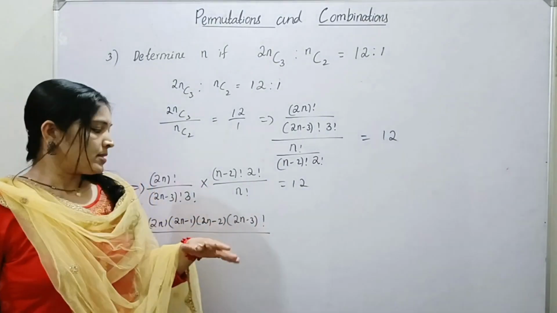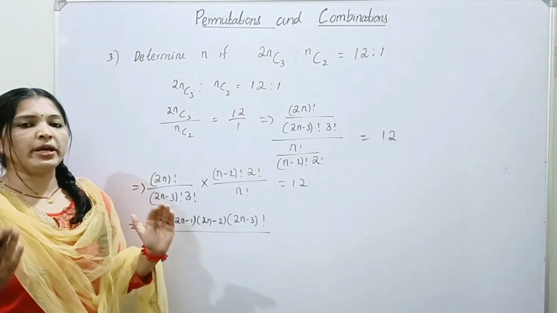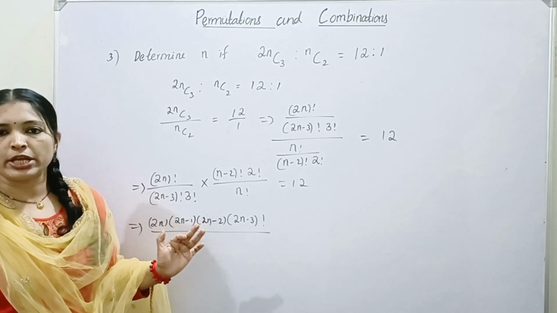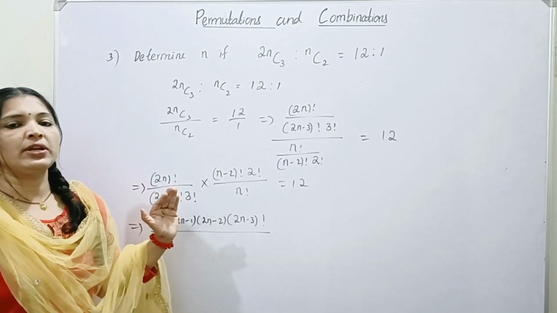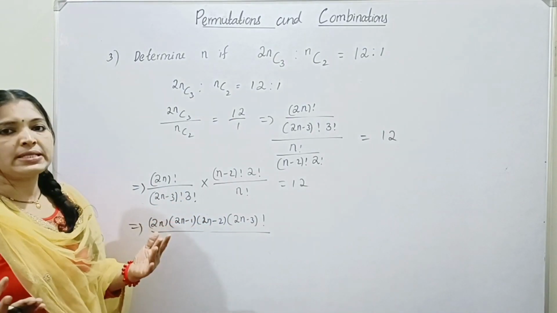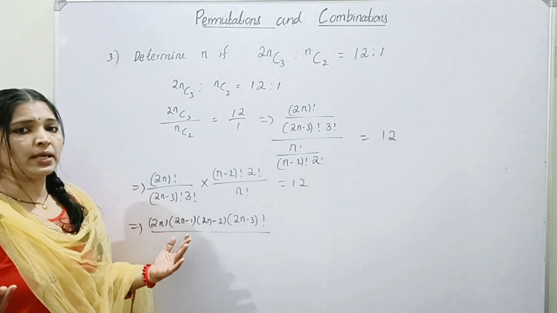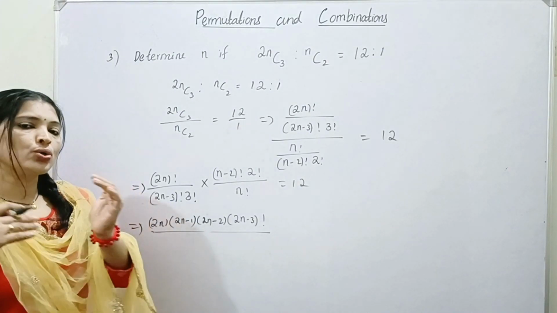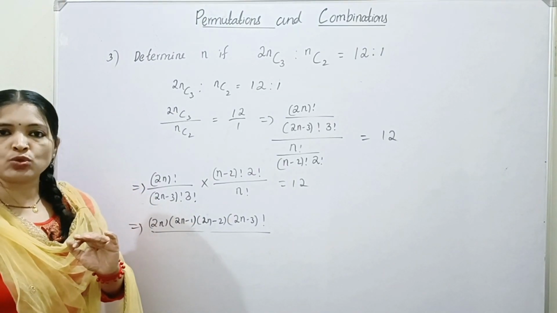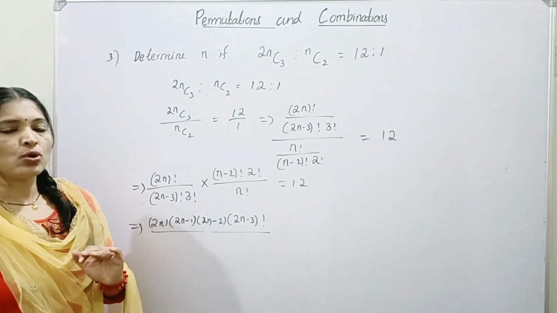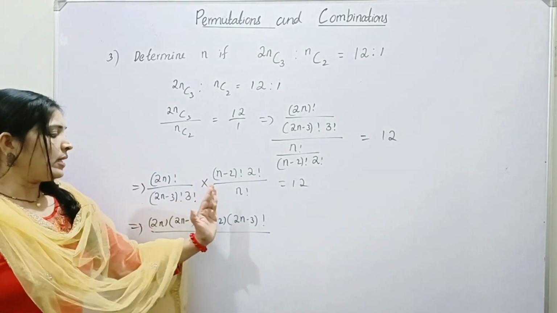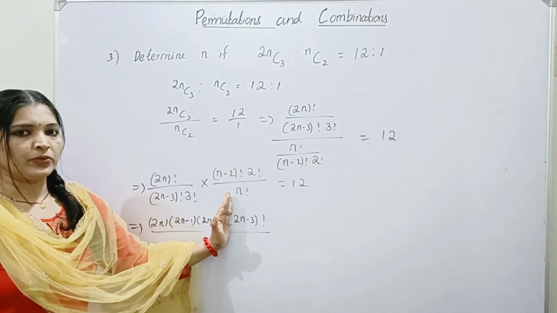2n factorial is 2n into 2n minus 1, next 2n minus 2, next 2n minus 3, 2n minus 4, and so on, till 3 into 2 into 1. So we write the terms up to 2n minus 3 in factorial form. These are the remaining terms.